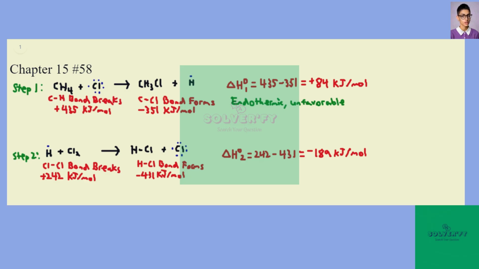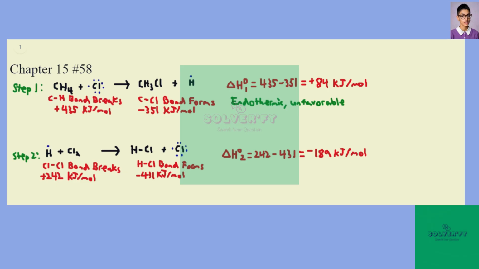And so for step one, we have a carbon-hydrogen bond breaking, and that's going to require 435 kilojoules per mole. And we have a carbon-chlorine bond forming, and that's going to release 351 kilojoules per mole. And so to calculate the delta H naught, we just add these two numbers together. And we see that the delta H naught for step one is positive 84 kilojoules per mole.